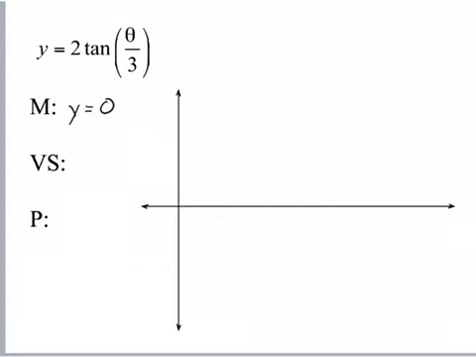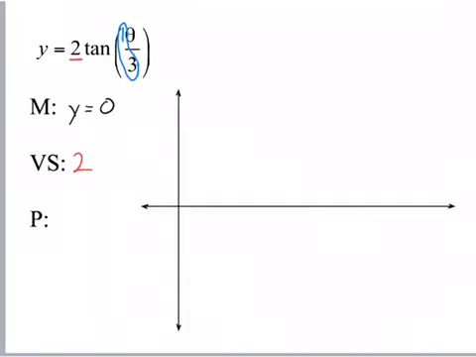All right, my vertical stretch, well, that's the number in front. So my vertical stretch is 2. It's positive 2, so it's not going to be upside down. And lastly, the number right here in front, this 1/3, will create your period.